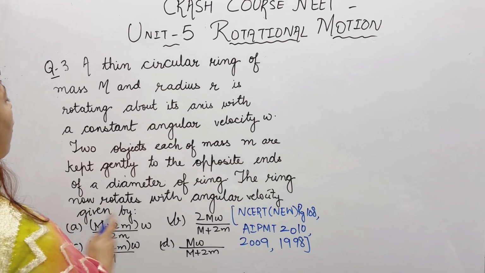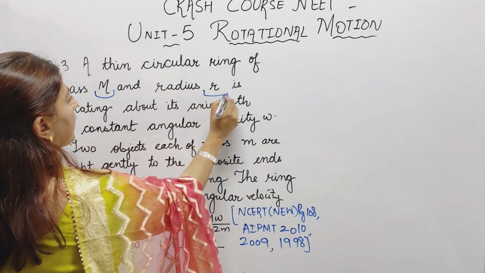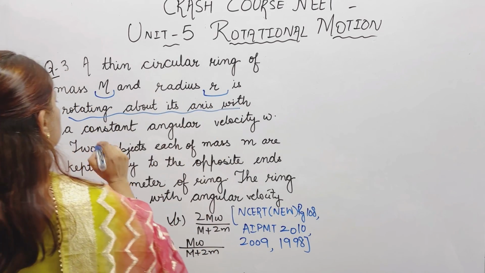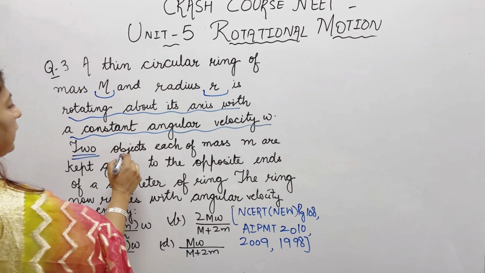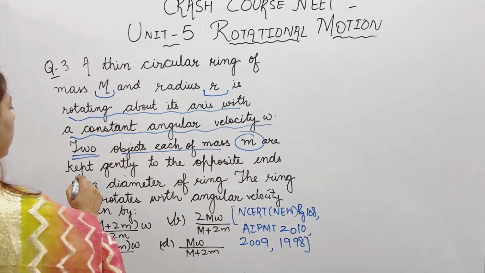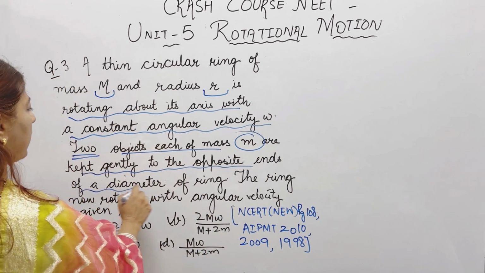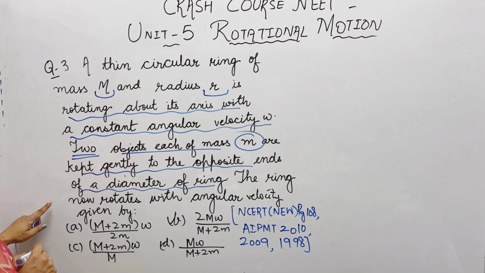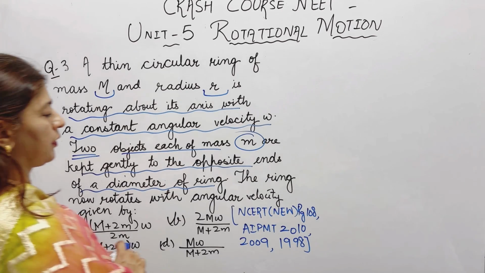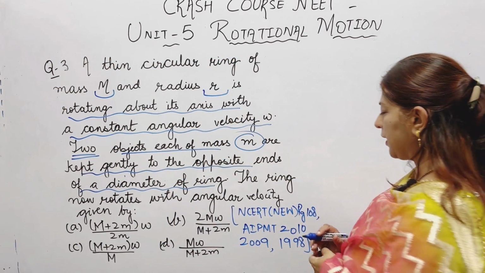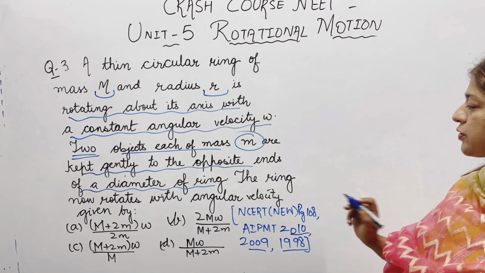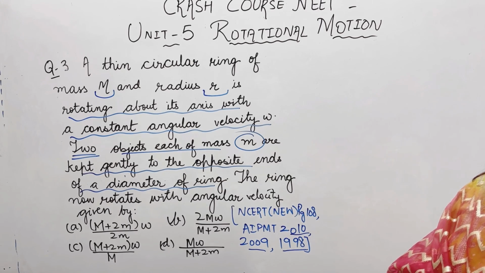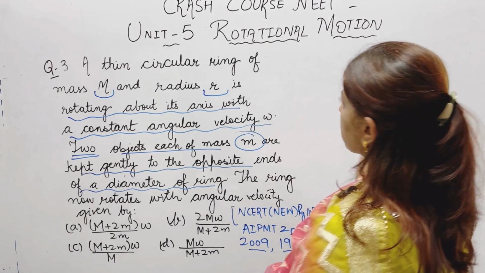A thin circular ring of mass m and radius r is rotating about its axis with a constant angular velocity omega. Two objects, each of mass m, are kept gently to the opposite ends of a diameter of the ring. The ring now rotates with angular velocity given by, and these four options have been given. This question has come in All India PMT 2010, 2009, and 1998, and it is on page number 108 of new NCERT. So let us solve this question.